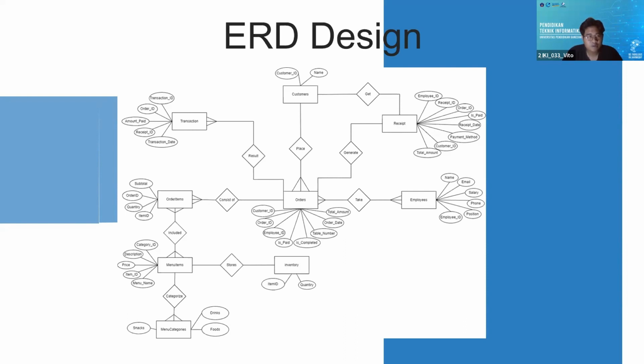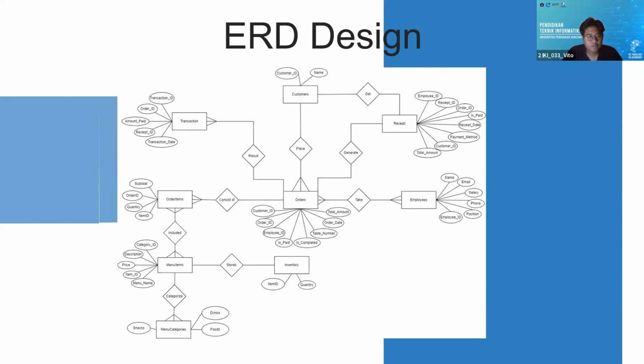The fourth one is the order has a one-to-one relationship with receipt. This means that each order has a corresponding receipt. The action represented by this relationship is that an order generates a receipt. The fifth one: orders have a one-to-one relationship with a transaction. This means that each order has a corresponding transaction. So the action represented by this relationship is that an order is associated with a transaction.